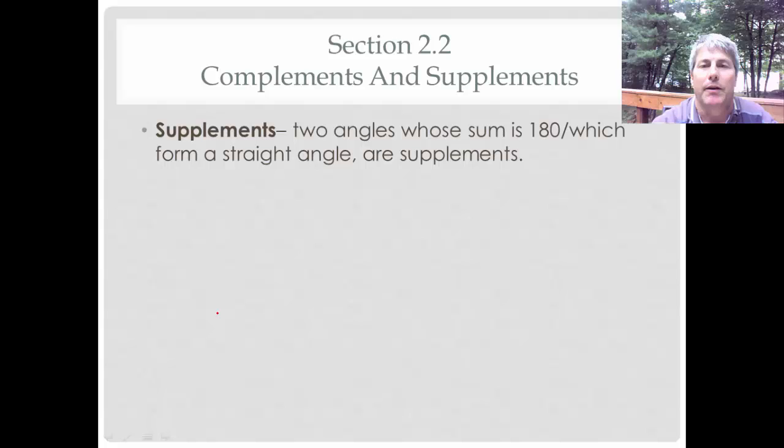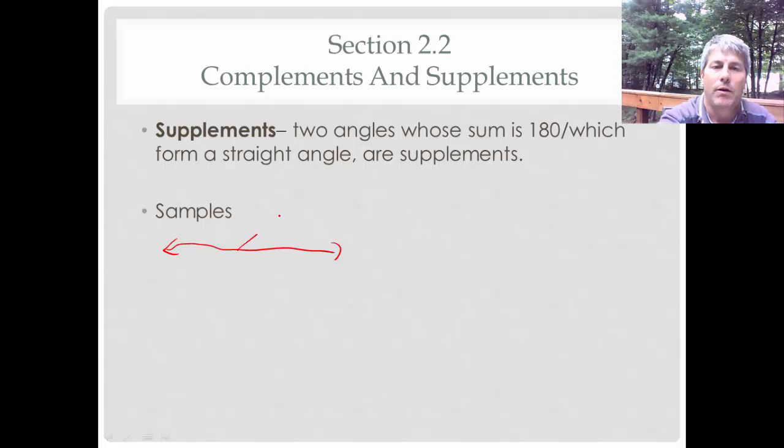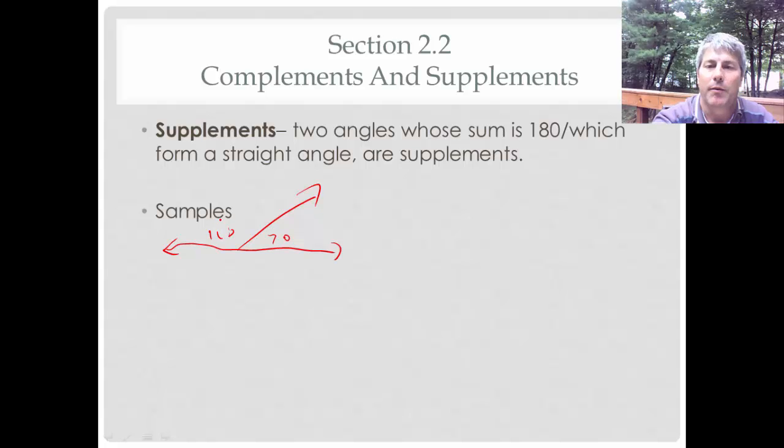On to supplement. We can use the same thing. Now we're going to just interject supplementary. So two angles whose sum is 180, or two angles that form a straight angle, are supplements. Same kind of thing, our sample, but now we have a straight angle. And we would say that these two angles, 70 and 110, are supplements.